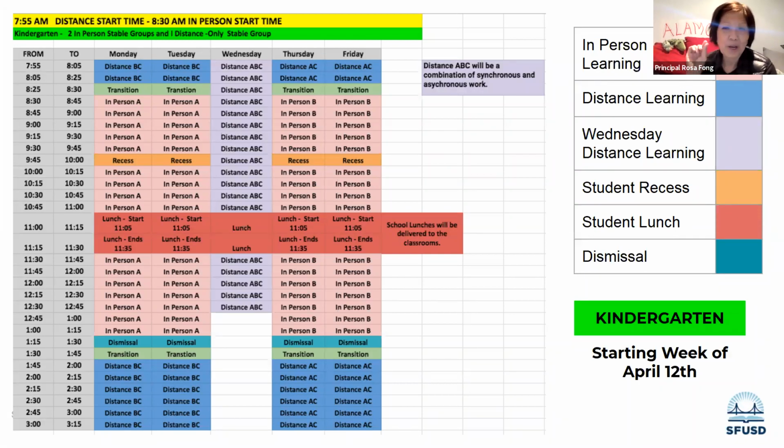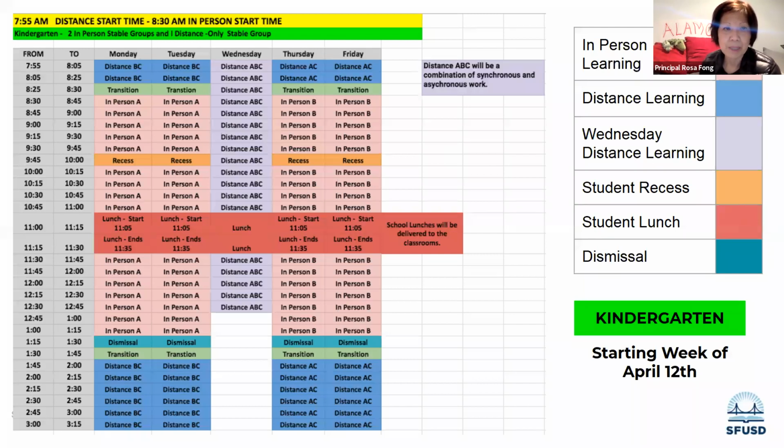Okay. So I'm going to go back to the color green for transition then. For transition from 8:25 to 8:30, that time is for our teachers to move from their classroom down to the yard to pick up students, or for our teachers to use the restrooms, or for whatever reason, they need that 5-minute transition, okay?